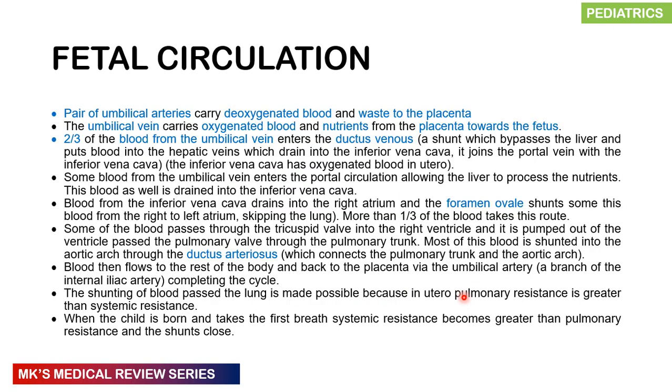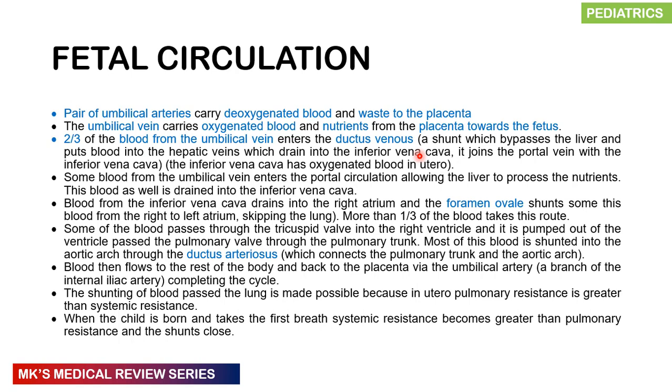Now, what is this fetal circulation if we go through the notes? Remember, you have a pair of umbilical arteries, which carry deoxygenated blood and waste to the placenta. These umbilical arteries come from the anterior branch of the internal iliac artery, which is of course a branch of the common iliac artery, which is a branch of the aorta. So these carry deoxygenated blood and waste materials to the placenta. Then the umbilical vein carries oxygenated blood and nutrients towards the fetus from the placenta.